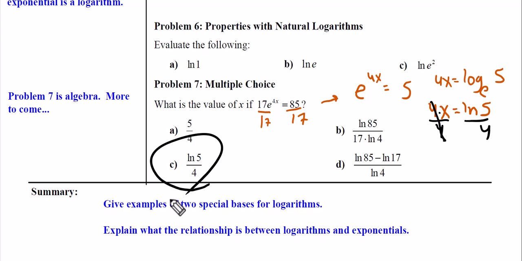Summary. I'm going to ask you 2 questions for your summary. Number 1: give examples of 2 special bases for logarithms. And the second one is to explain what the relationship is between logarithms and exponentials.